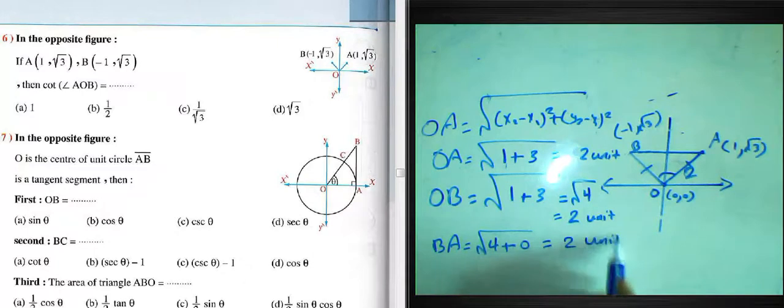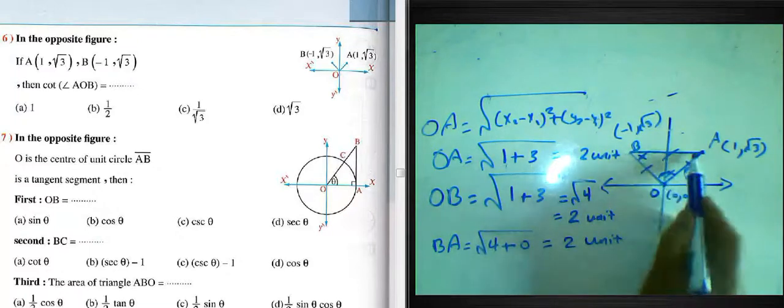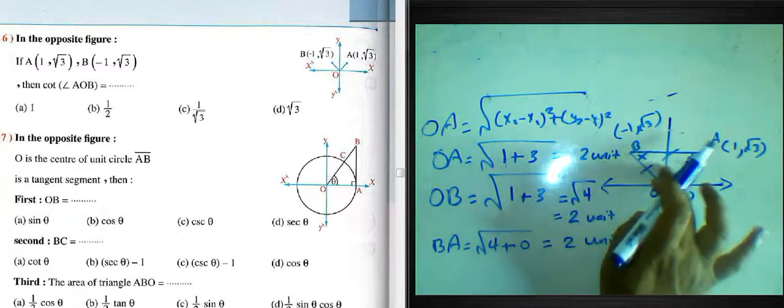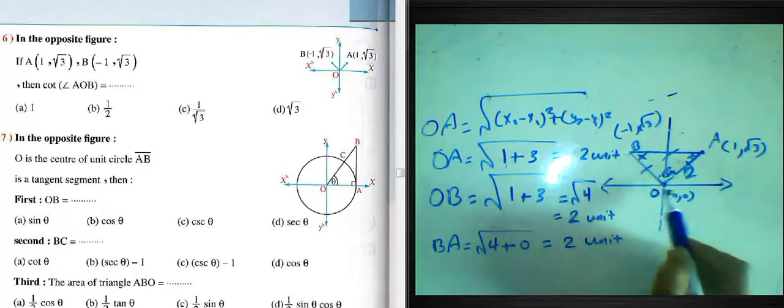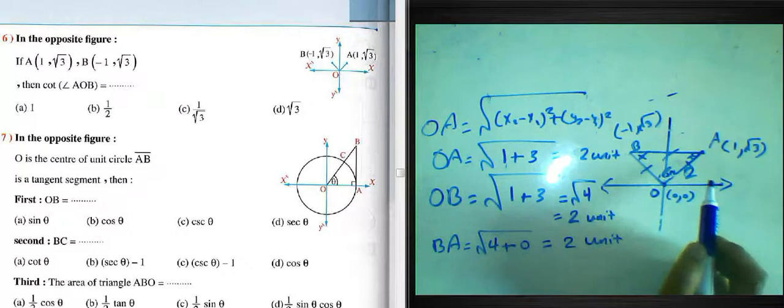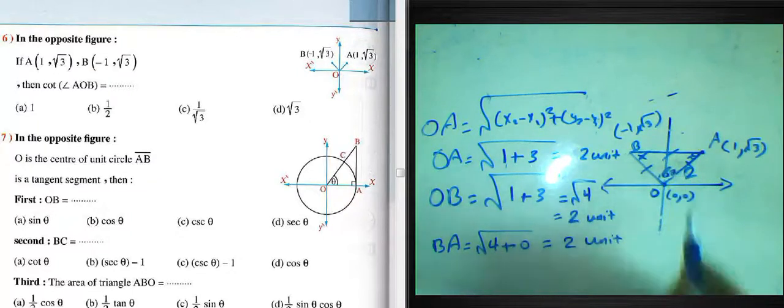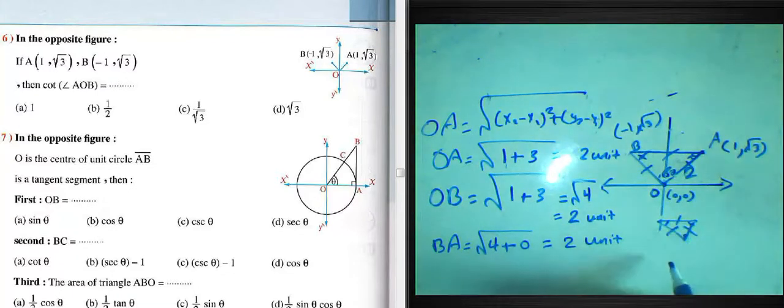So we have an equilateral triangle. This triangle is equilateral, so all sides are equal in length, then all angles are equal in measure, and each of them equals 60 degrees. This angle will be 60 degrees because all sides are equal in length, all angles are equal in measure. Each of them equals 60 degrees. And so you want to find cotan of this angle, cotan AOB.